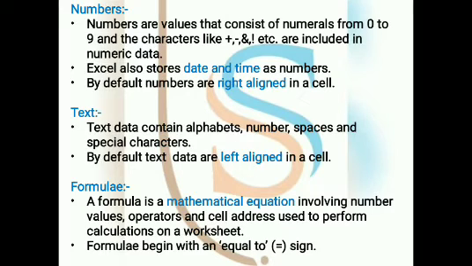The next thing is text. Text data contain alphabets, numbers, space and special characters. Like if I have written A49, then it will be considered text, not number. Clear? So by default, text data are left aligned. It means when we enter the text in a particular cell, then by default it will display at the left side of the current cell.